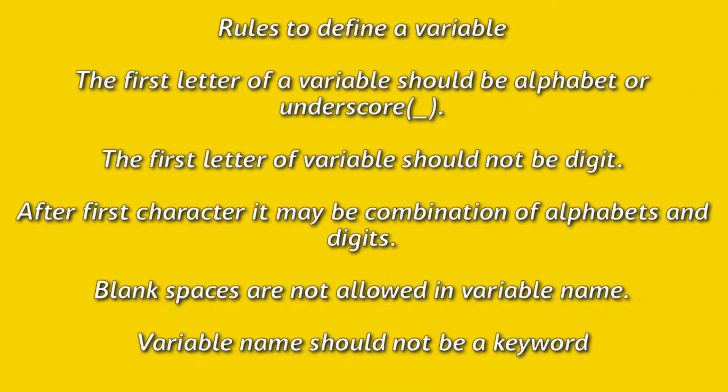Rules to define a variable. The first letter of a variable should be an alphabet or underscore. The first letter of a variable should not be a digit. After the first character it may be a combination of alphabets and digits. Blank spaces are not allowed in a variable name. A variable name should not be a keyword.